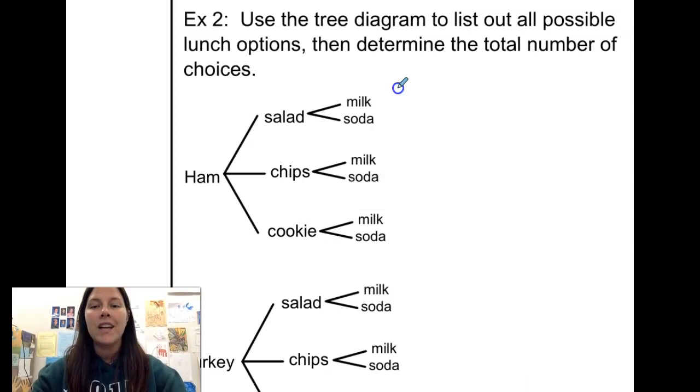I will abbreviate, and honestly, you guys, I have no idea why soda is on here because we're from Minnesota and we say pop. So I'm going to use P for pop because I'm going to use S for salad.